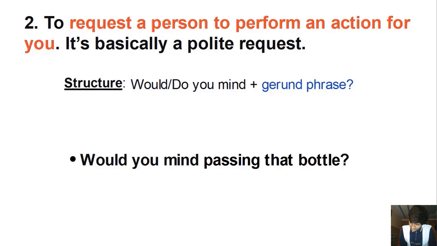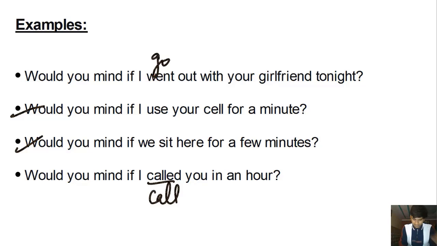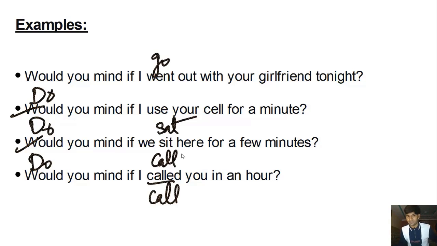Okay, so we can take the earlier examples, right? We can say, "Do you mind if I go out with your girlfriend tonight?" We can also say, "Do you mind if I went out with your girlfriend?" "Do you mind if I use your cell for a minute?" "Do you mind if I sit here for a few minutes?" "Do you mind if I sat here for a few minutes?" That is also fine. "Do you mind if I called you in an hour?" It is perfectly fine. "Do you mind if I call you in an hour?" That is also perfectly fine.